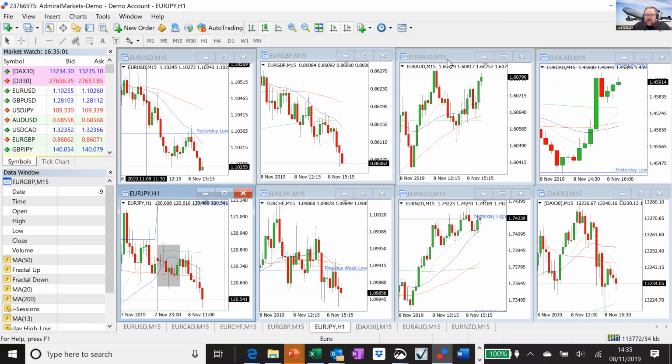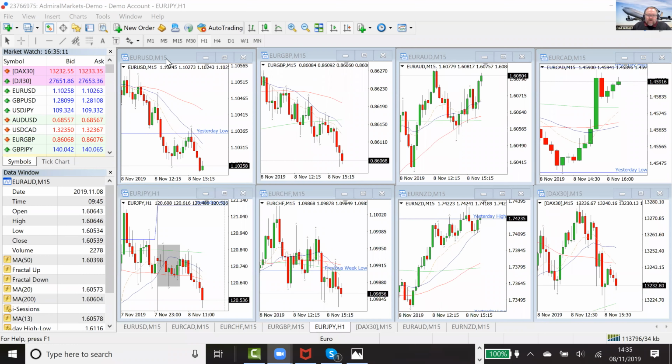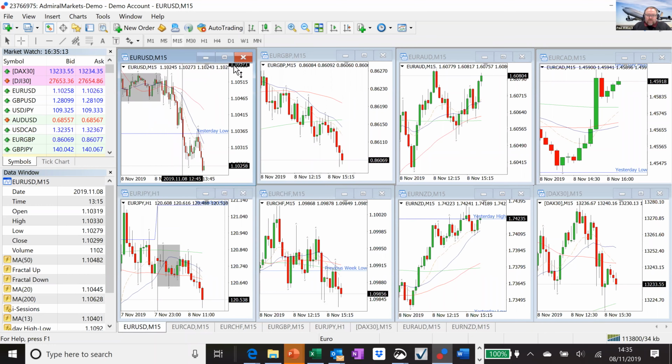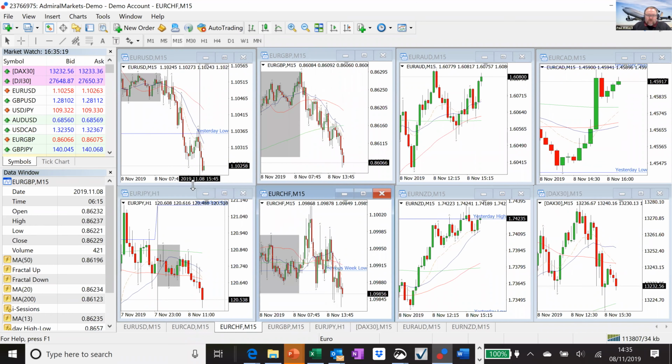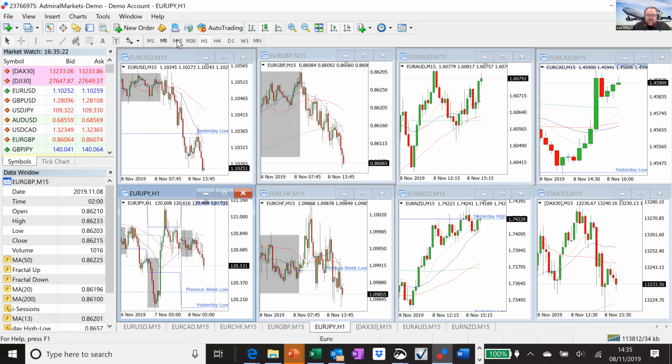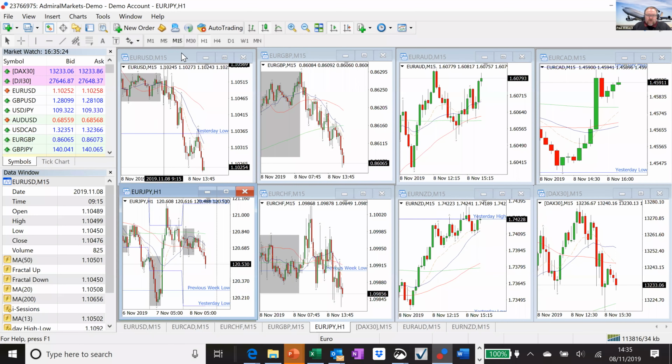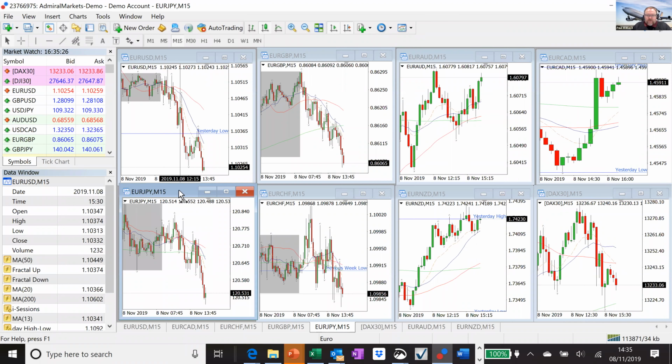What I'm looking at the moment, let's just move these pieces around here. I'm just going to quickly push them out there. And very quickly, if I put that onto the euro yen on the 15-minute chart, what we can see here is the euro against the US dollar, the euro against the Japanese yen, the euro against the Swiss franc, and the euro against the sterling.